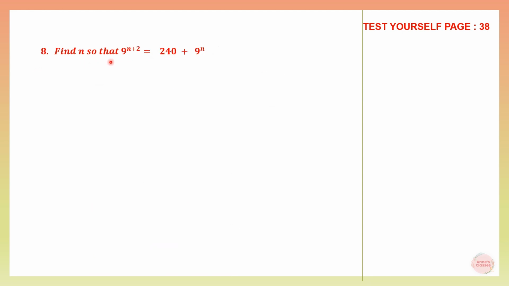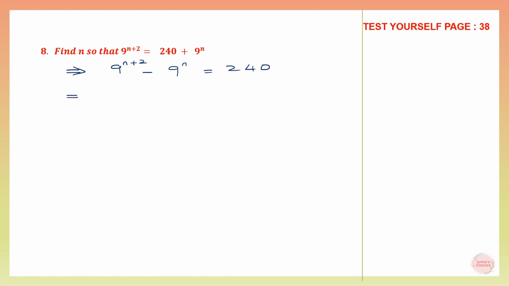Question 8. Find n so that 9 raised to the power of n plus 2 is equal to 240 plus 9 raised to the power of n. Now look carefully. I'm going to write this as it is. This is an equation. So I'm going to write 9 raised to the power of n plus 2 as it is. And what I'm going to do is move this 9 raised to the power of n from the right hand side to the left hand side. Because it is plus, now it's going to become minus 9 raised to the power of n. And this is now equal to 240.